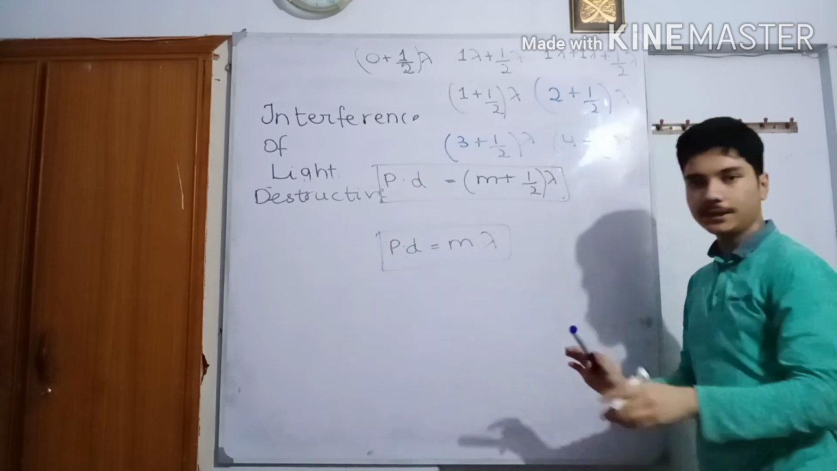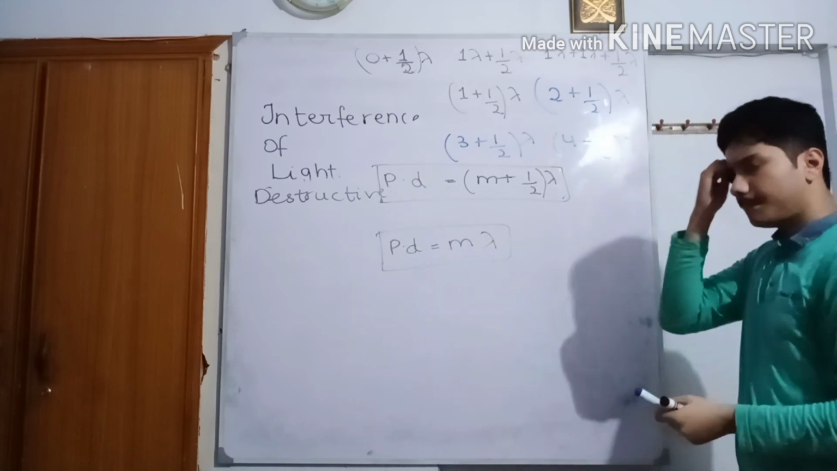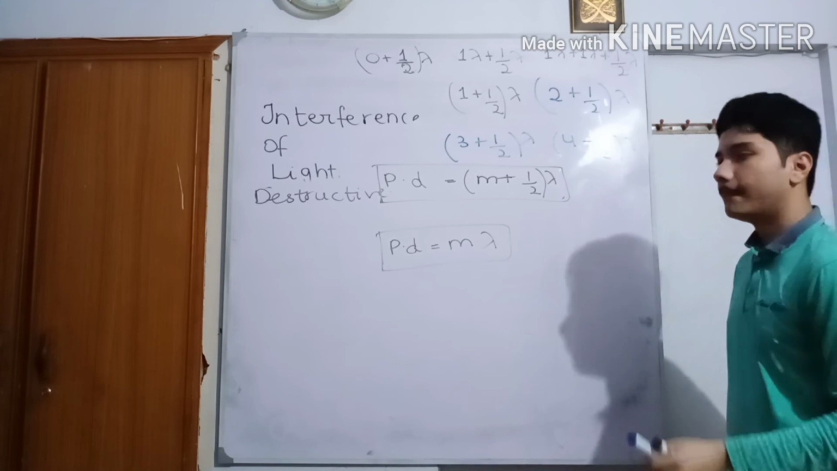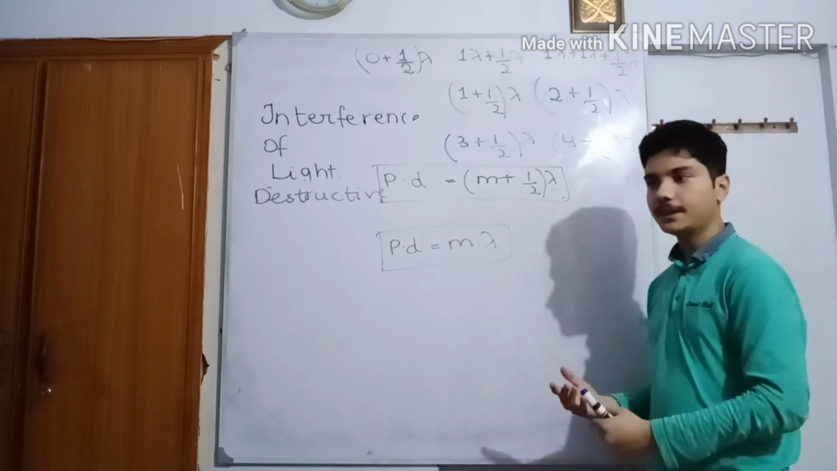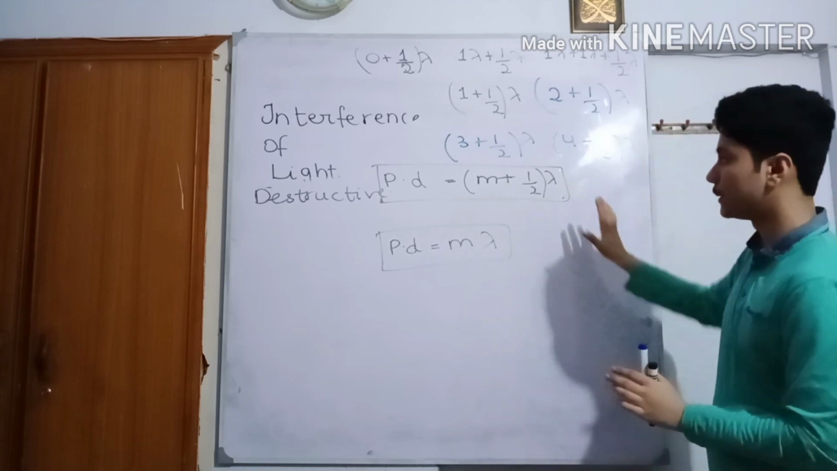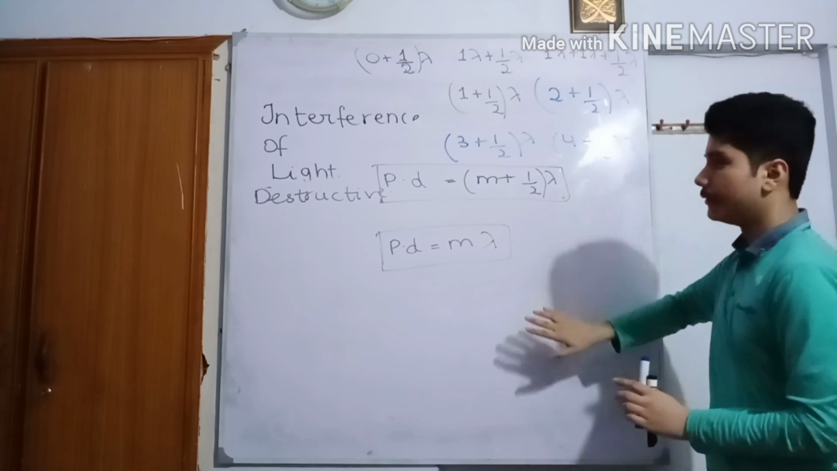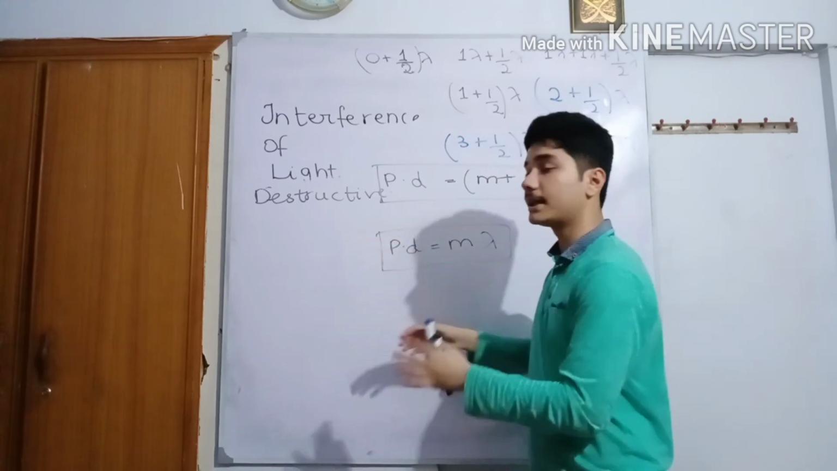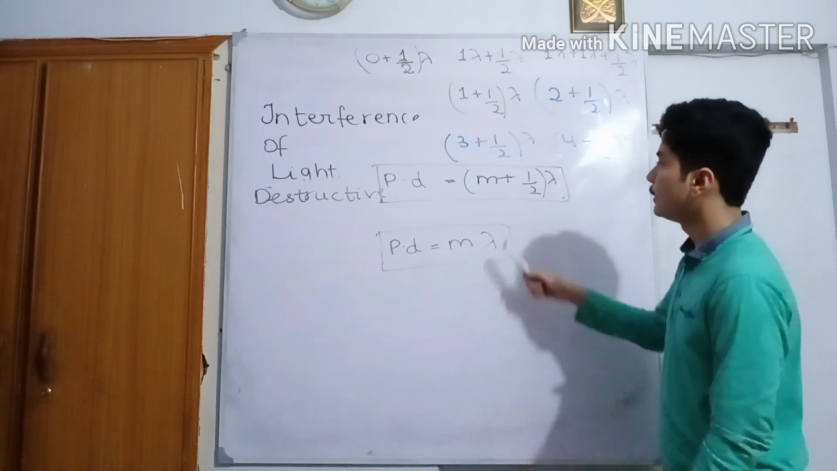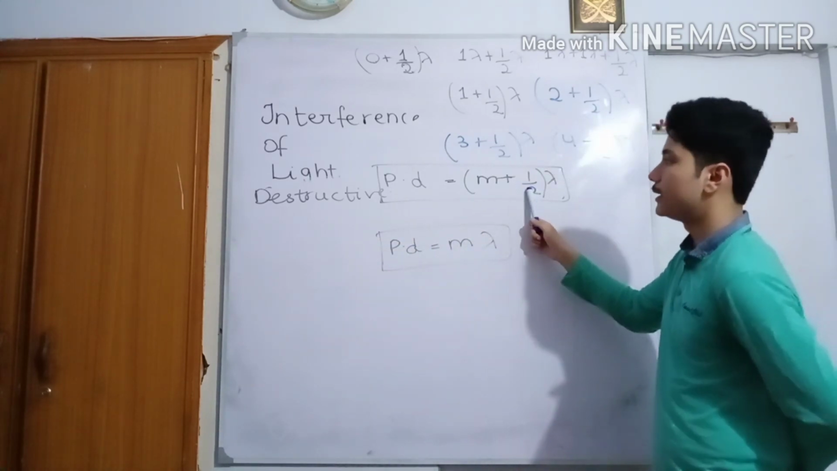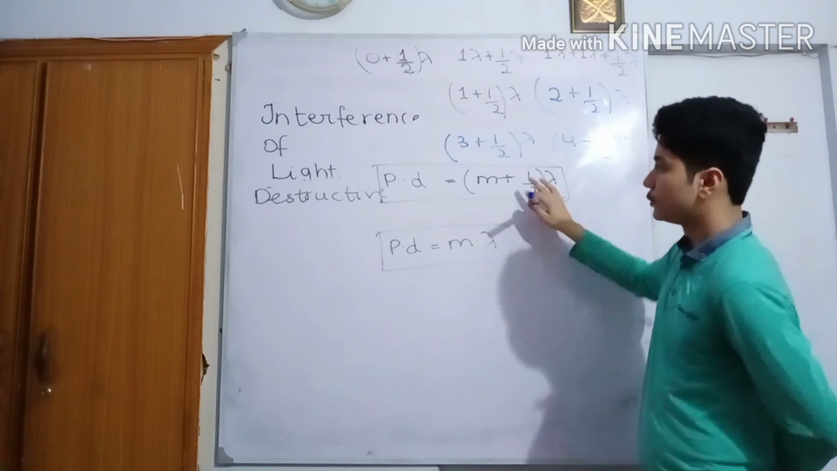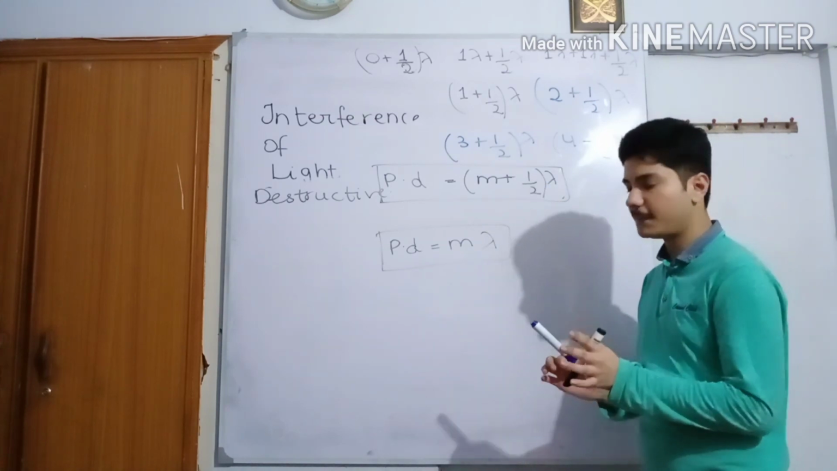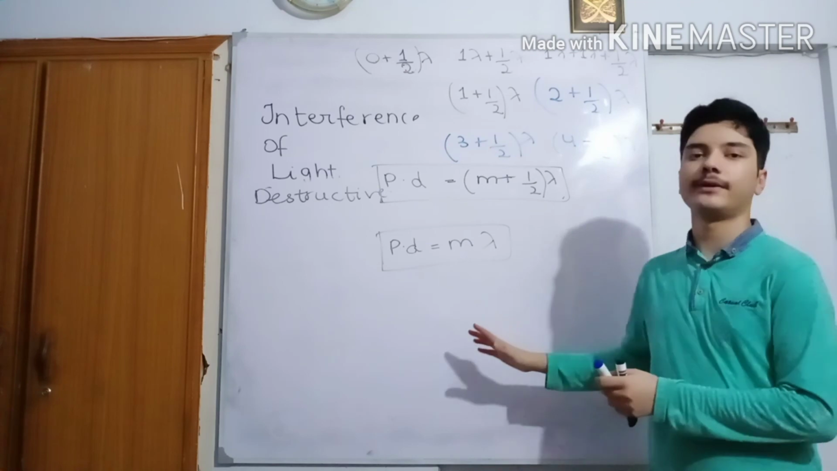There are two conditions for interference. So interference might be destructive, might be constructive, all depends upon path differences. When path difference becomes m lambda, interference becomes constructive. When path difference becomes m plus half lambda, then interference becomes destructive. So that is the end of my lecture. This is whole interference of light.